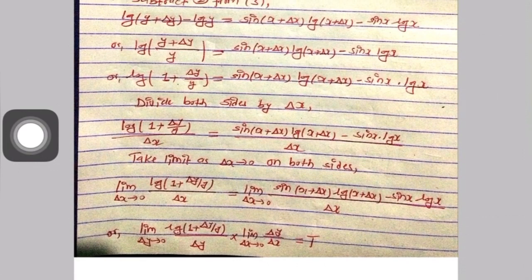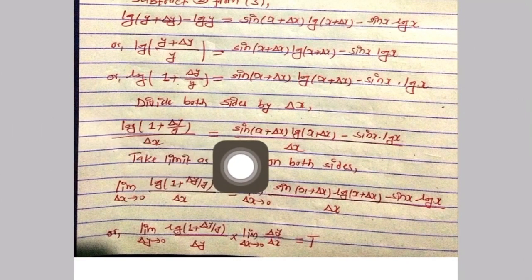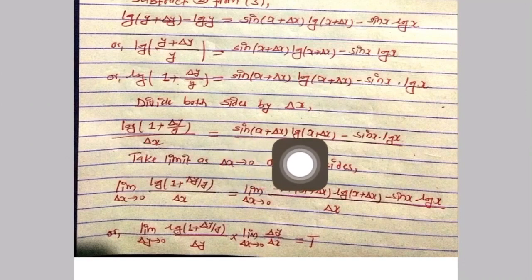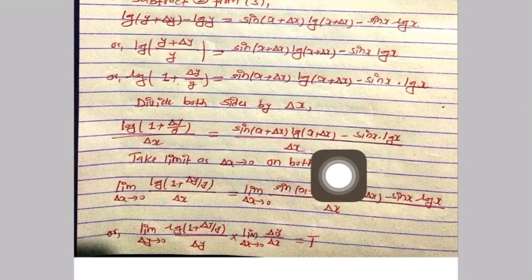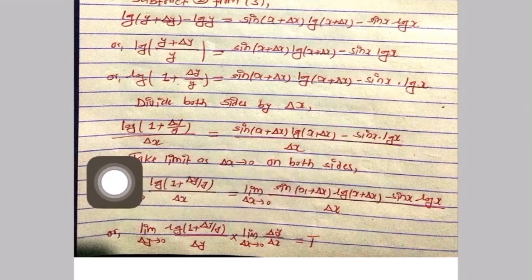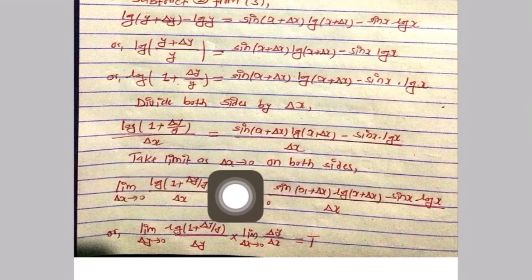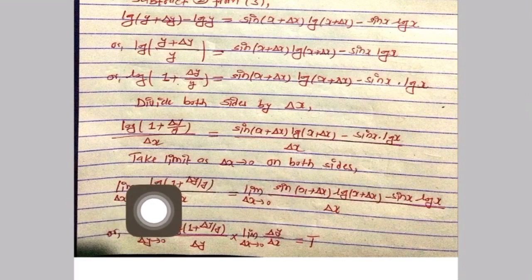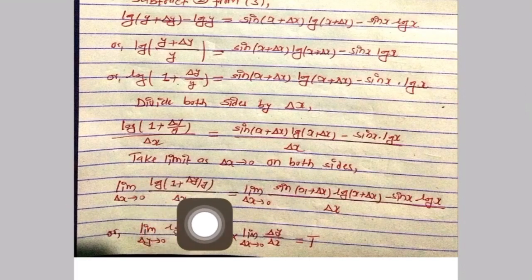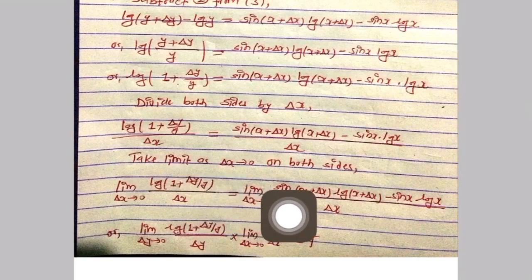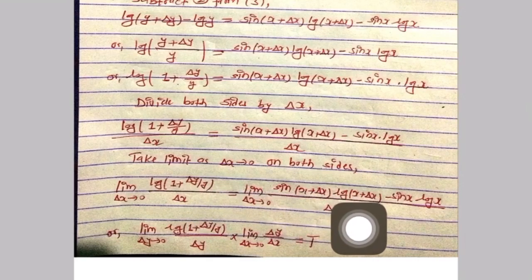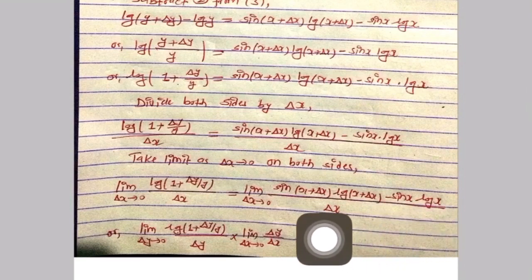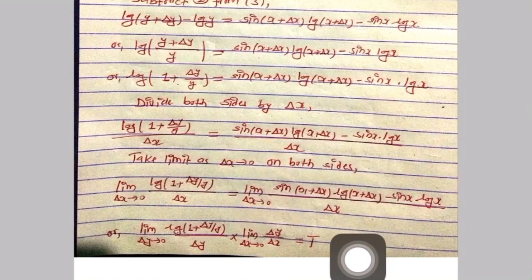After dividing, we get log of (1 plus del y by y) whole divided by del x is equal to sin of (x plus del x) log of (x plus del x) minus sin x log x whole divided by del x. And taking the limit on both sides as del x tends to 0, we get limit del x tends to 0 of log of (1 plus del y by y) whole divided by del x is equal to limit del x tends to 0 of sin of (x plus del x) log of (x plus del x) minus sin x log x whole divided by del x. Okay, and this right hand side term is written as t here.